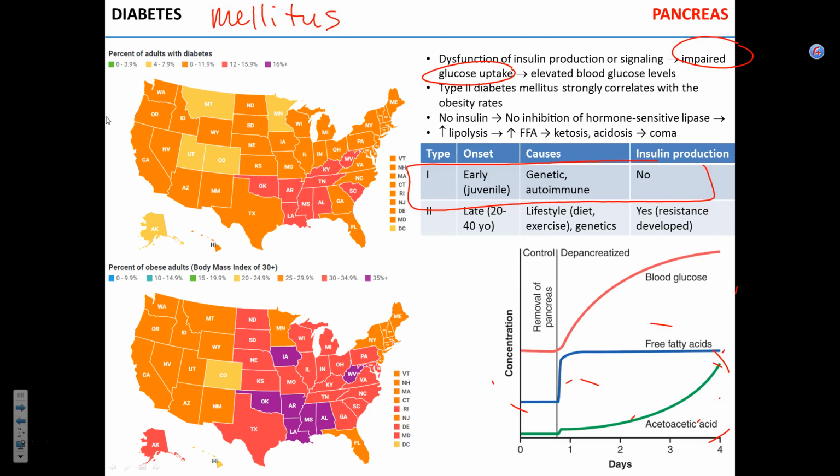Okay. Now that's type 1. You cannot do anything about it. Like, if somebody gets it, it's not their fault. Type 2 is late onset. And it's mostly associated with the lifestyle. I deliberately put genetics. I will focus on genetics a little bit later.